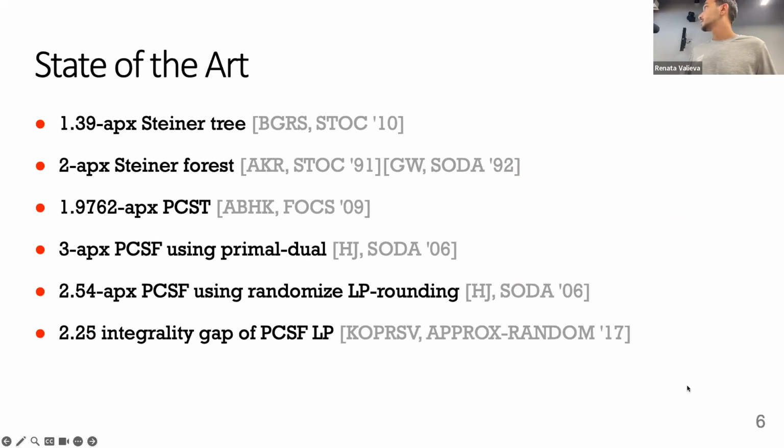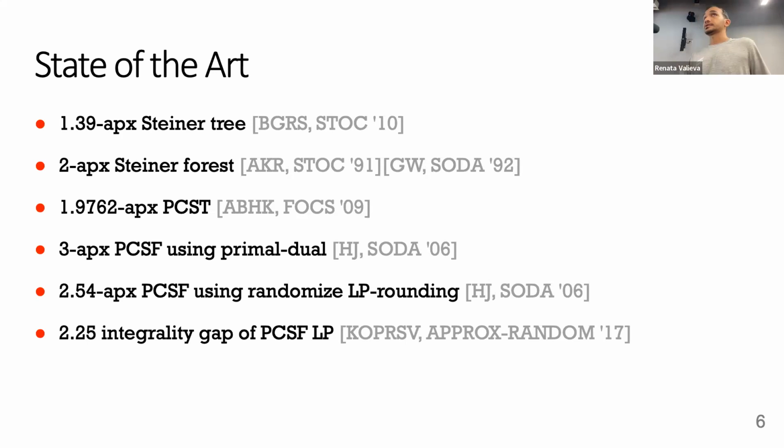And before going to our work, let's see what others have done around this problem. Well, there is a 1.39 approximation for the Steiner tree problem from 2010, a 2 approximation for Steiner forest from '92, and a near 2 approximation for price collecting Steiner tree. And let me quickly introduce the price collecting Steiner tree problem. It's a specification of price collecting Steiner forest, but in this problem, all the demands have a common vertex. So there would be actually one connected component.